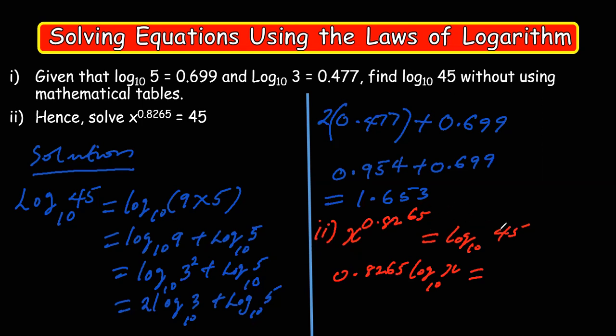Yes, that's the value. So we are going to write it here: 1.653. So this is the value of our log 45. And then now, to further simplify, we are looking for x. So basically, this value will multiply x, and then we are going to have 0.8265x.